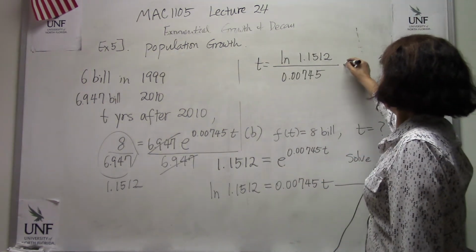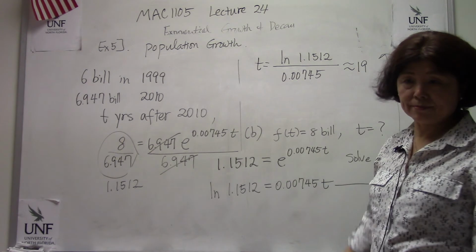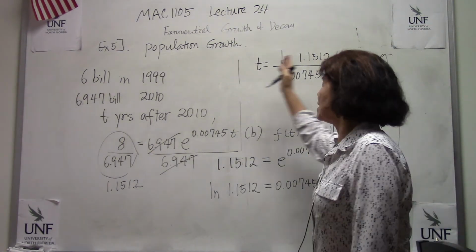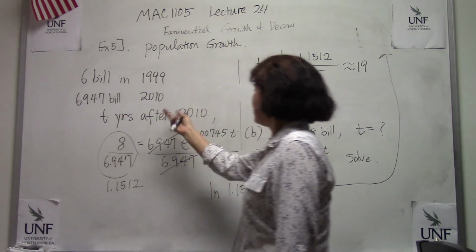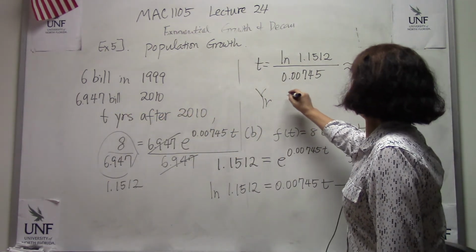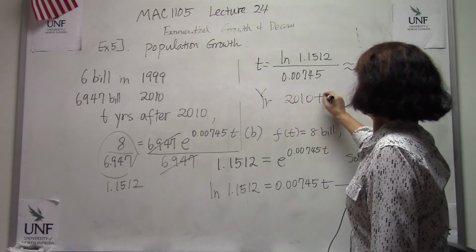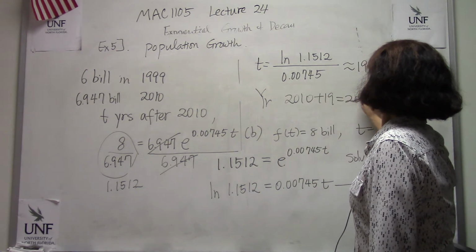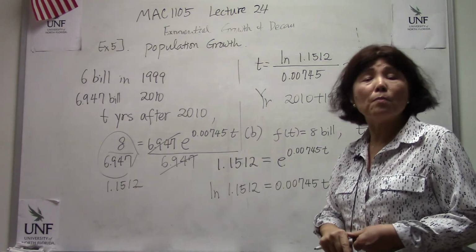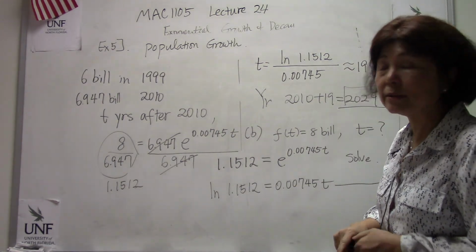That is roughly 19. So what does that mean? t equals 19, but t is what? The number of years after 2010. So what is the year? 2010 plus 19, that is 2029. This is the projected year that the human population will reach 8 billion.